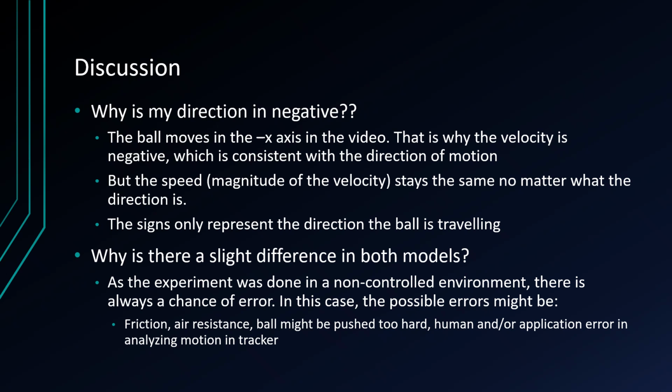Why is there a slight difference in both models? As the experiment was done in a non-controlled environment, there's always a chance of error. In my case, the possible errors might be friction, air resistance, the ball might be pushed too hard, and there's always a chance of human or application error in Tracker when analyzing the motion.